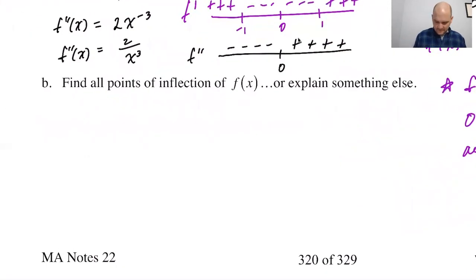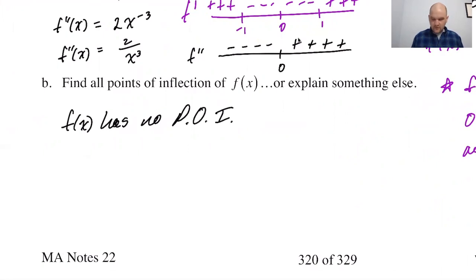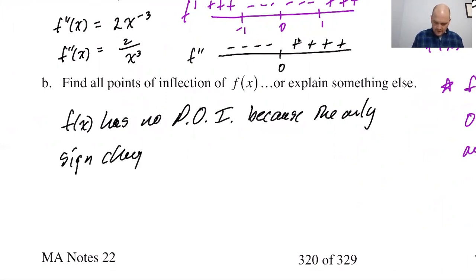So let's say f of x has no points of inflection. So this is a little weird, right? Because there's a sign change in the second derivative, but there's no point of inflection because the only sign change in f double prime of x is what?